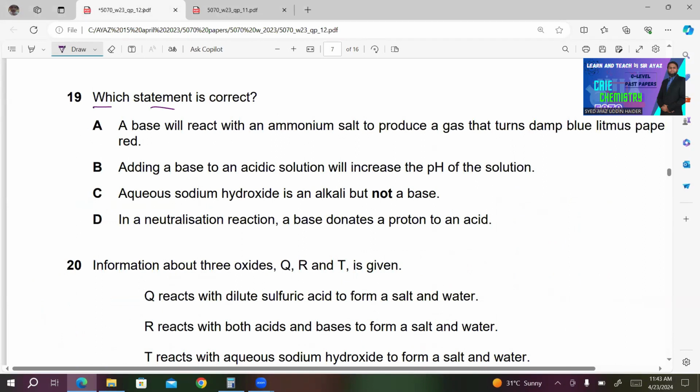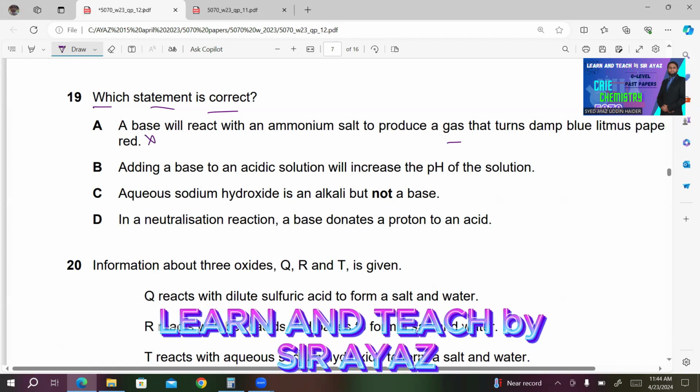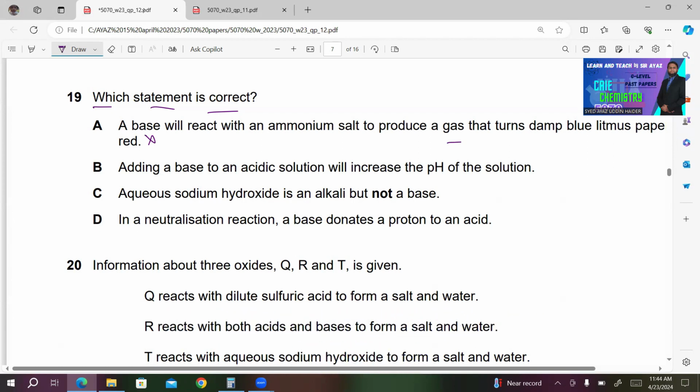Which statement is correct? A, a base will react with an ammonium salt to produce a gas that turns damp blue litmus paper red. This is incorrect because a base reacting with an ammonium salt produces a gas that does not turn blue litmus paper red; it will turn red litmus to blue. So this is incorrect.